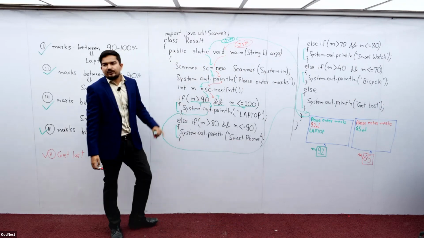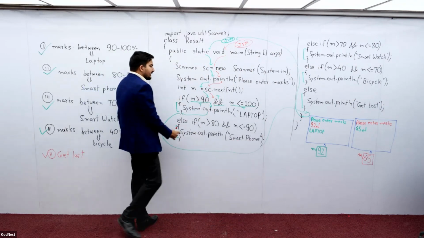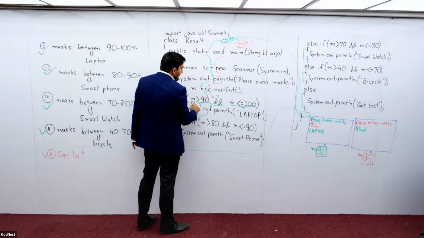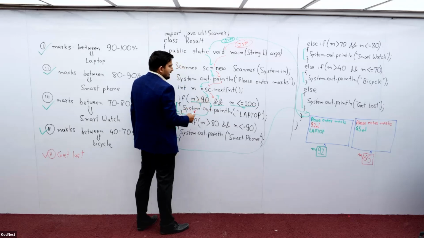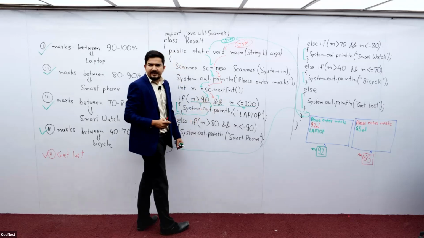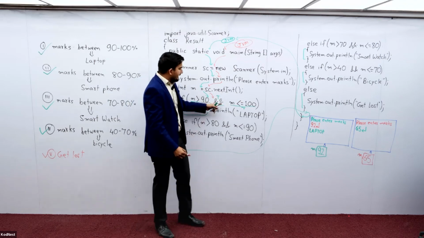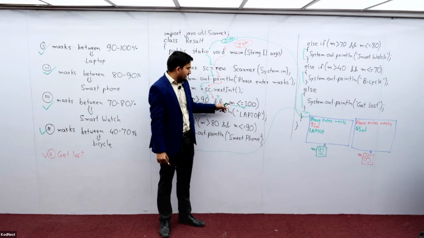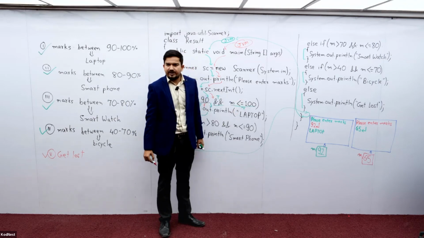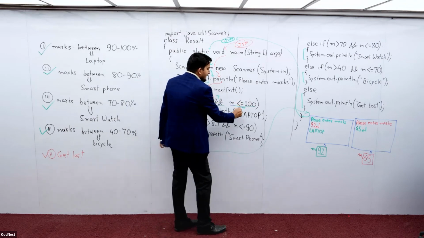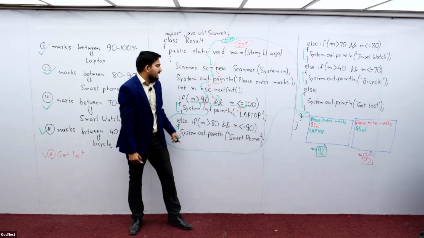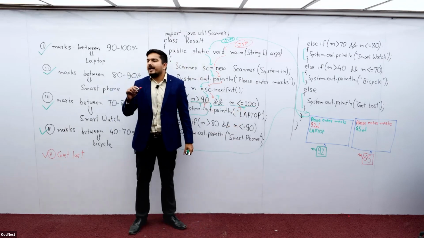The first condition is going to be checked. What is the first condition? If marks happens to be greater than 90. Is 65 greater than 90? No. The condition will be false. The second condition will also be checked. Is marks less than or equal to 100? Yes. 65 is less than or equal to 100. Now it will compare false and true.